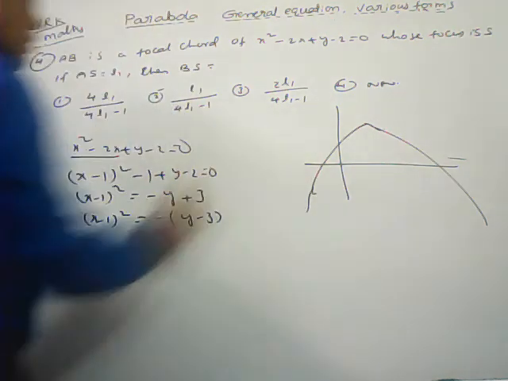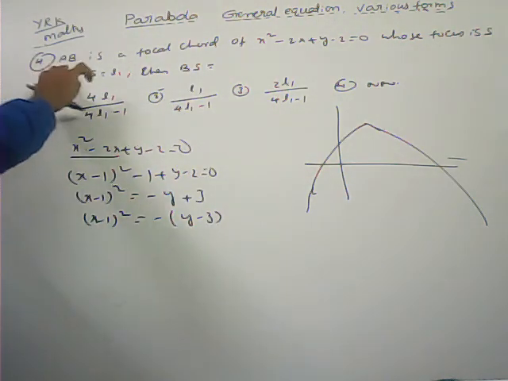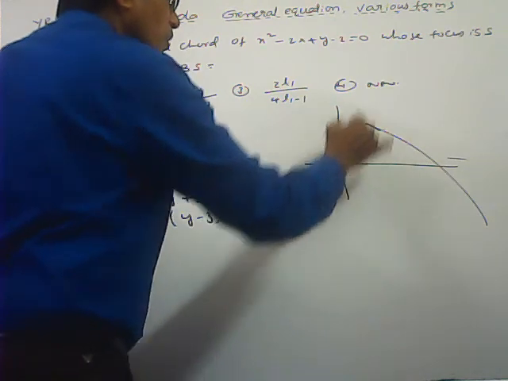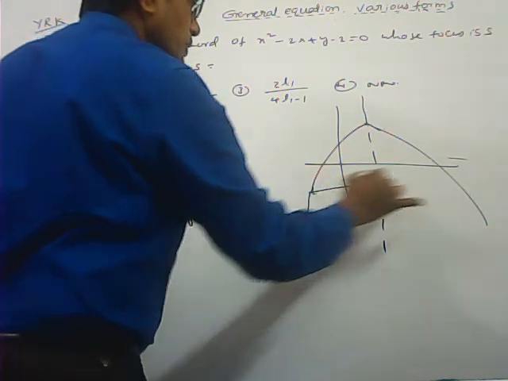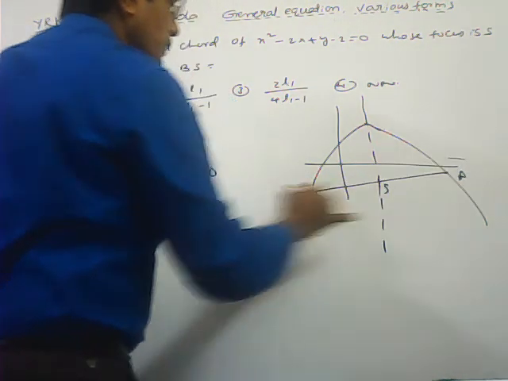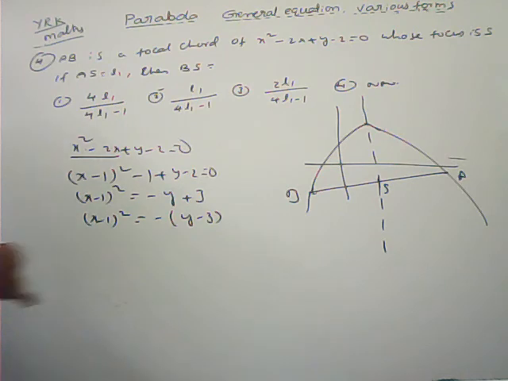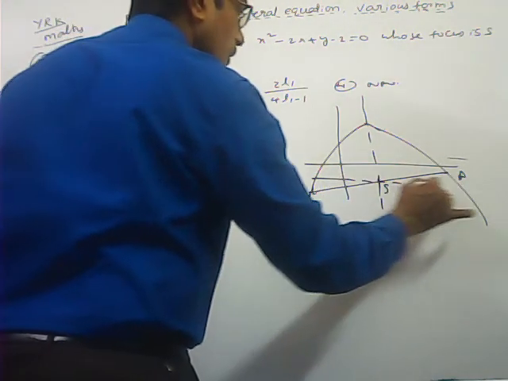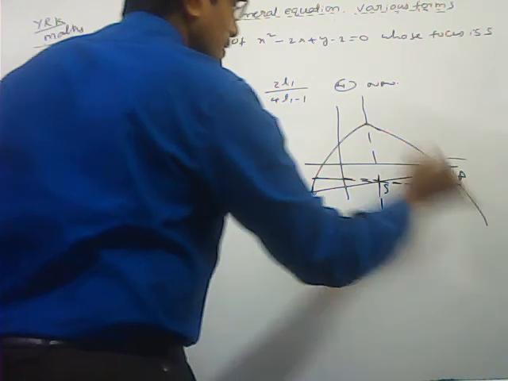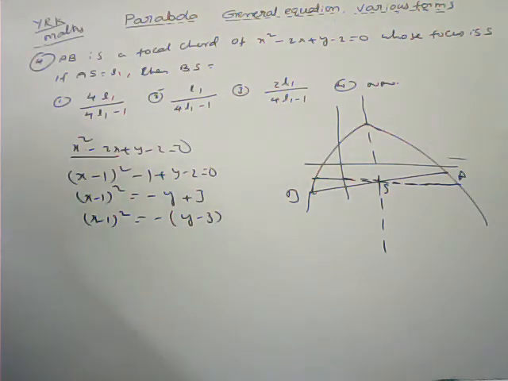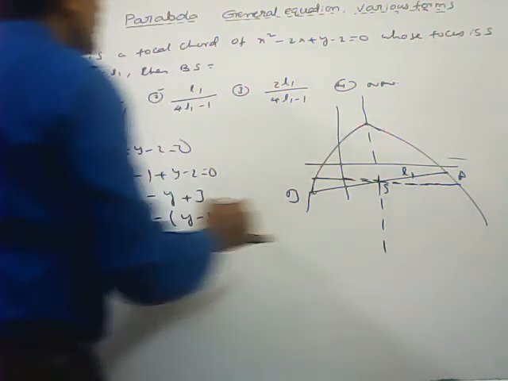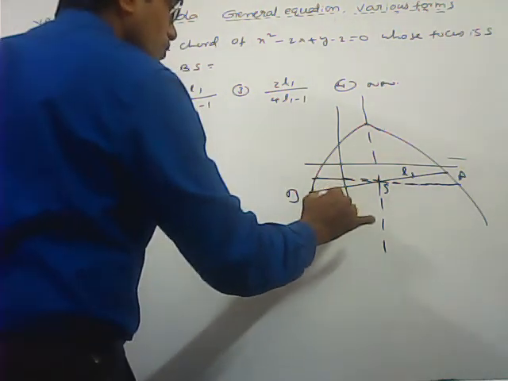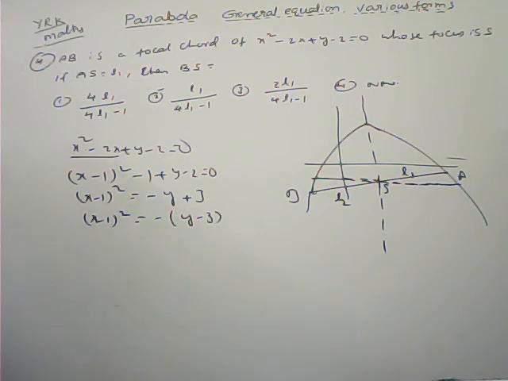Now what they are saying is AB is the focal chord. Here the focus is somewhere, and this is the latus rectum. AB is the focal chord whose focus is S. AS is equal to L1. Then we want BS. I am taking BS as L2. We want the L2 value.